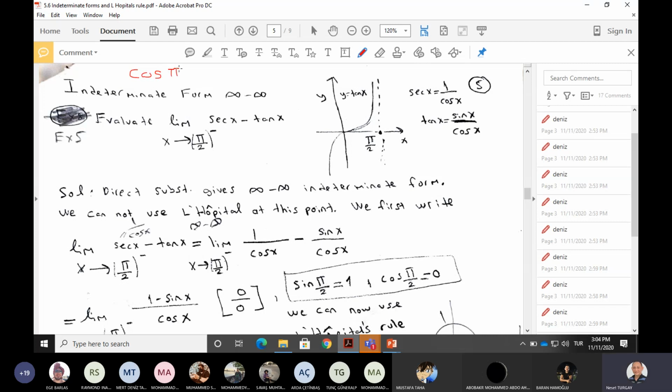This means 90 degrees. Do you remember? Yes. Now, secant x is 1 over cos x, so 1 over 0 is infinity. Minus, now in here, if you are going to pi over 2 from the left, it goes to infinity. So this is the reason you have infinity minus infinity. We cannot use L'Hopital at that moment. We need to do something.